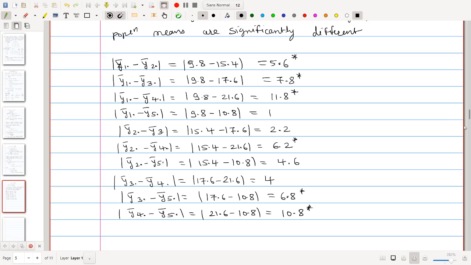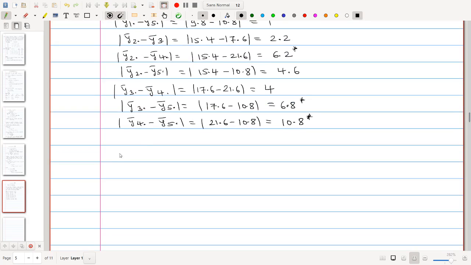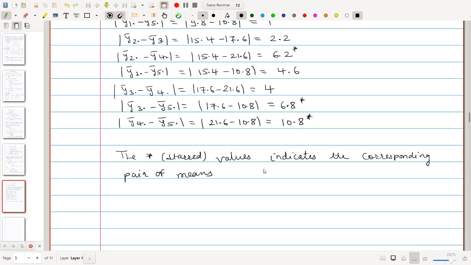So the conclusion is that the starred values indicate that the corresponding pair of means are significantly different. So this is Tukey's test.